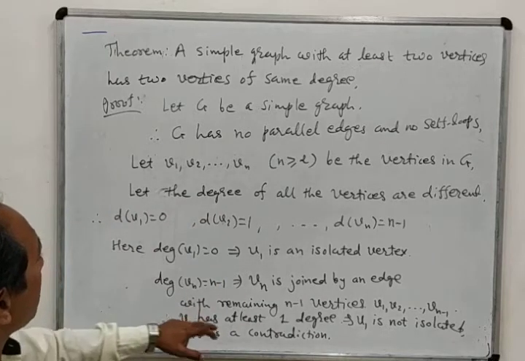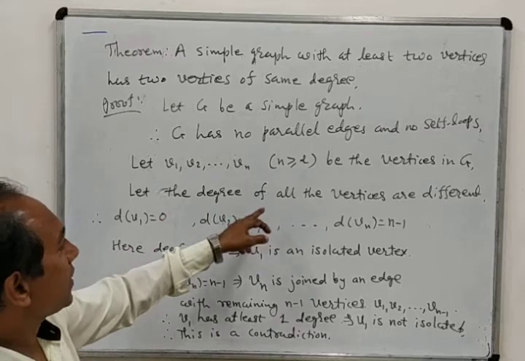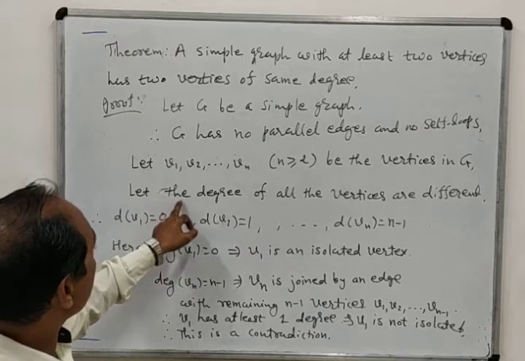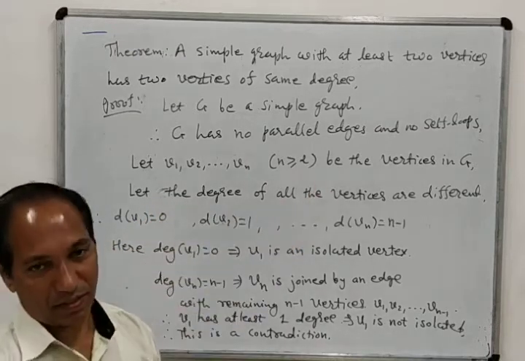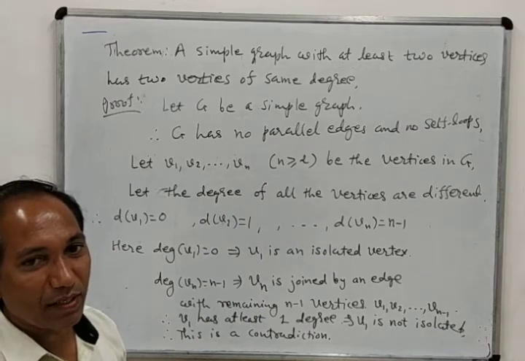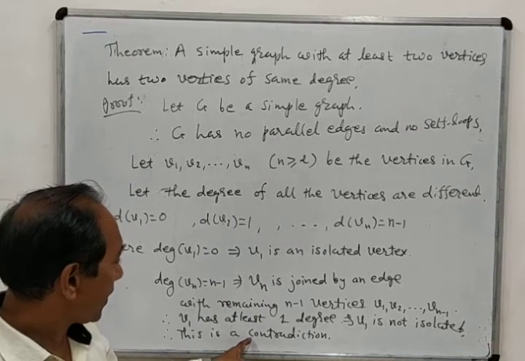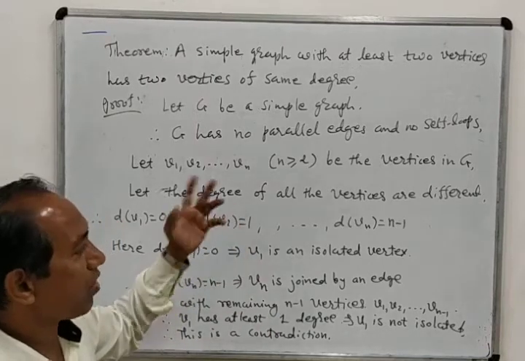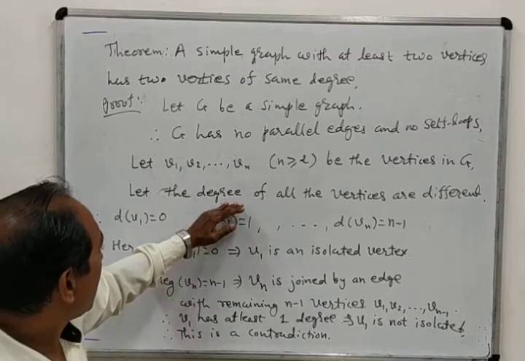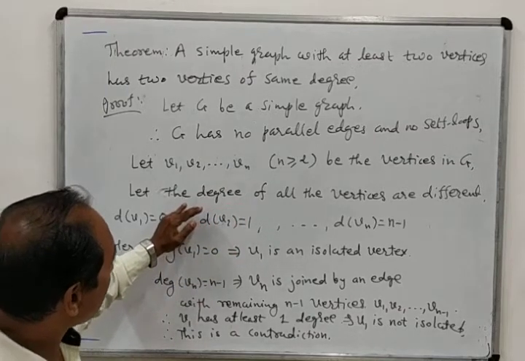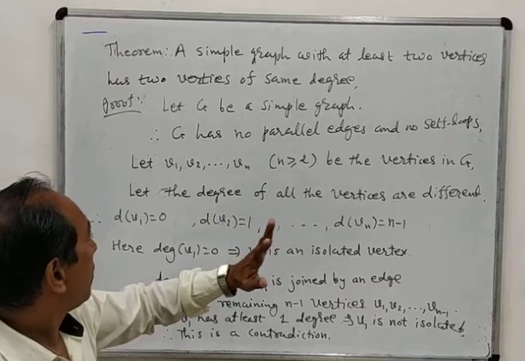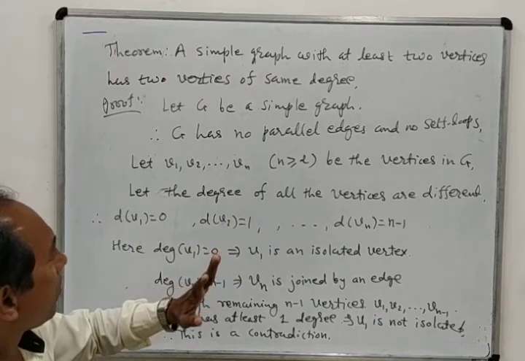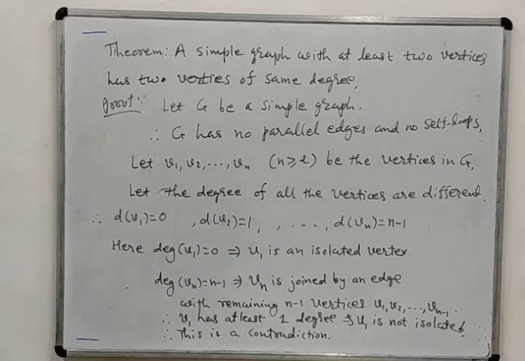Why does this contradiction exist? It is because of our assumption. And what did we assume? We assumed that the degrees of all the vertices are different. And if we assume that all the degrees are different, then we get a contradiction. That means our assumption is wrong. So the degrees of all the vertices are not different, that means at least 2 vertices have the same degree.